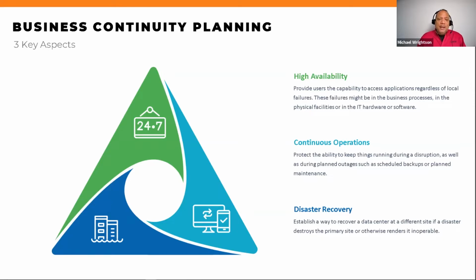And then finally, as we talked about before, disaster recovery is about recovering your operations in a different site in case something destroys your production data center. This is really designed for the recovery of the business itself when it's been otherwise rendered inoperative. And so all of these are the three key aspects of your disaster recovery planning.